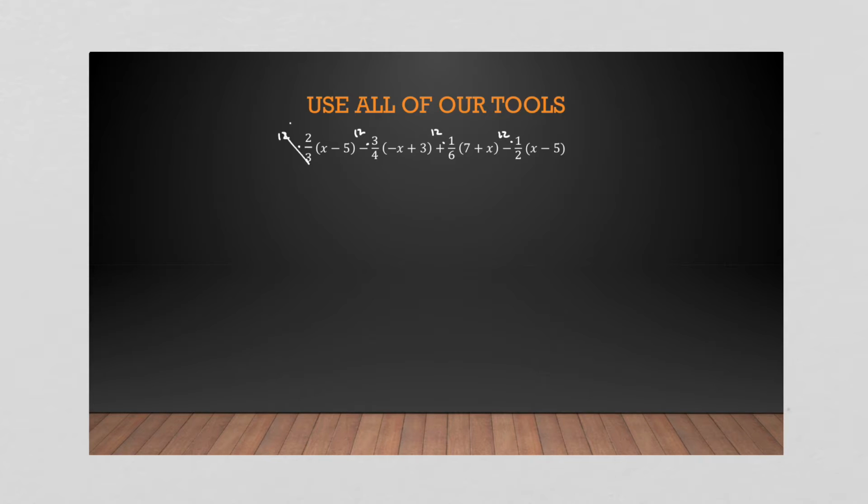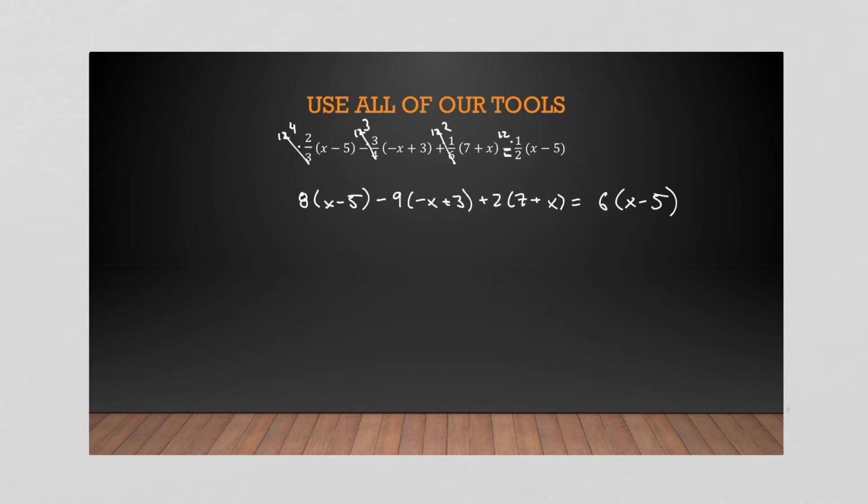So now 12 divided by 3 is 4, so you get 8 times x minus 5. 12 divided by 4 is 3, so you get negative 9 and then negative x plus 3. 12 divided by 6 is 2, so you get plus 2, and then 7 plus x. And a little typo here, that should be an equals sign, okay? And then equals, 12 divided by 2 is 6, and then x minus 5.